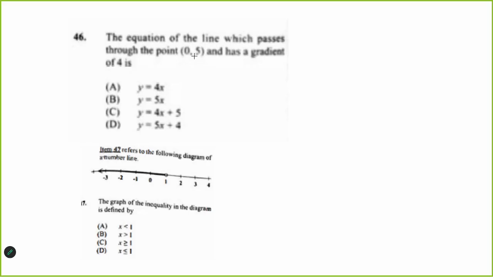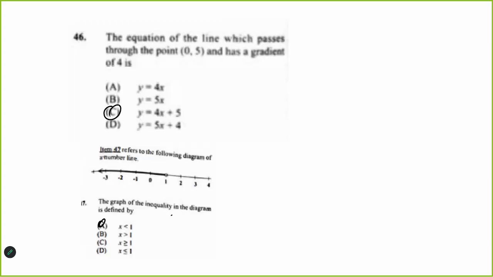This is the equation. Y-intercept is 5, gradient is 4, that is C. This one here, this is not a shaded line and it is going back. You know that X is less than 1. X is the one that looks like an L is less than, so it'll be E.